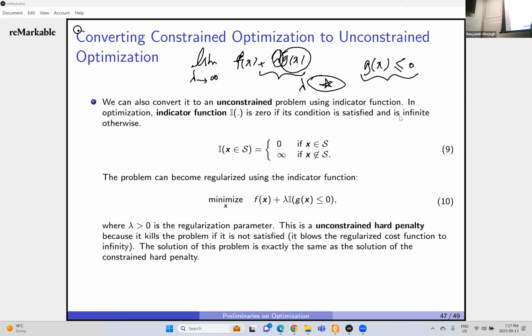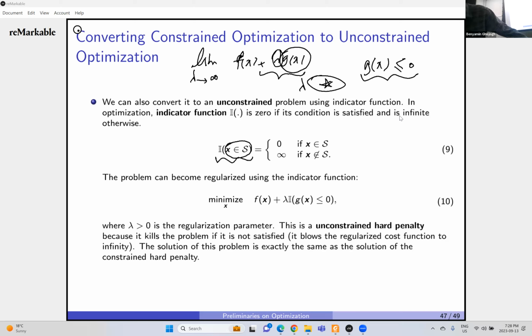Infinity for minimization. Infinity kills the optimization. For maximization, minus infinity kills the optimization. That's why I use the word kill. Right? So, in simple words, I have some constraint. Let me kill the optimization problem when it is not satisfied. So I define an indicator function for x being in the set S.